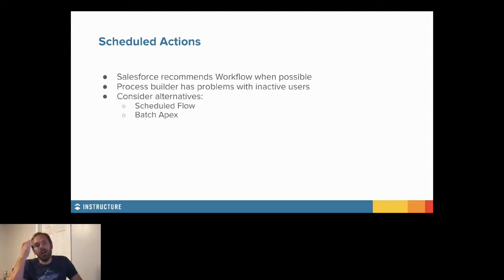So we actually switched that particular one to batch Apex. Every night it runs batch Apex to look for any contracts that need renewals created, and then starts the process from there, because it just had some overhead. So like I mentioned, Process Builder has those problems with inactive users.